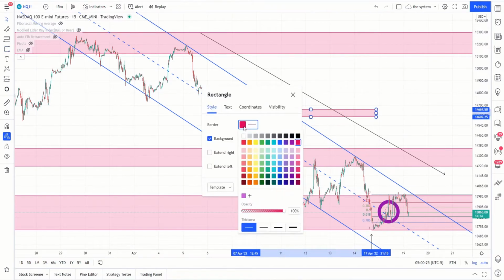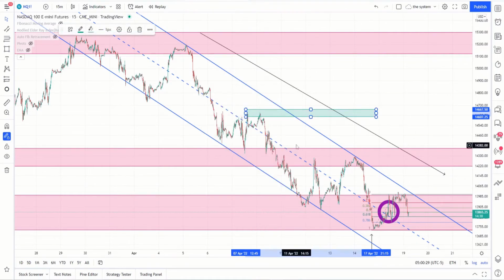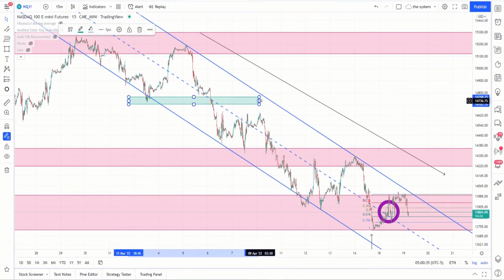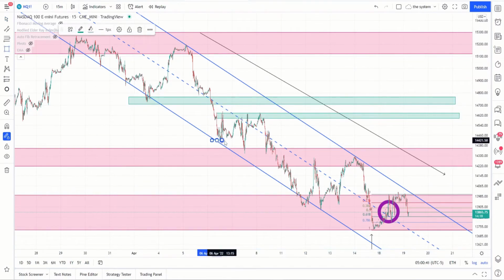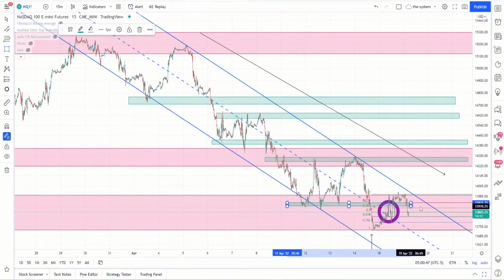And then I actually change my color so that I know what the difference is between the hourly support and resistance bands and then the 15-minute support and resistance bands. I just simply do the exact same thing I did before with the hourly chart, and I'm just pointing and picking out small specific points where I could potentially see the market find some support or resistance.